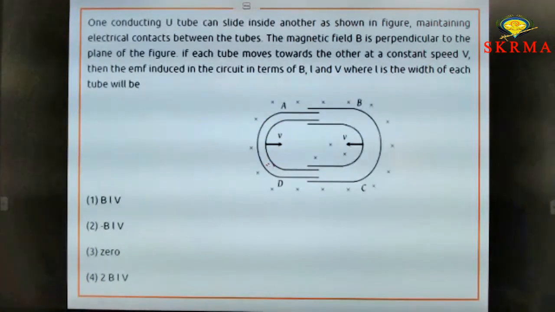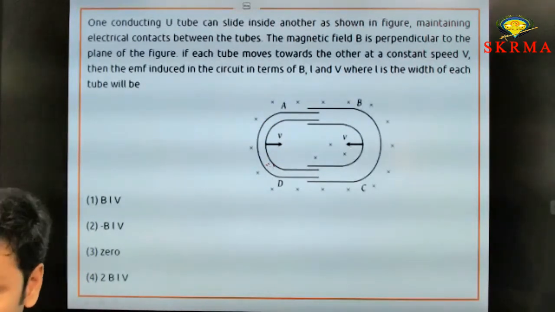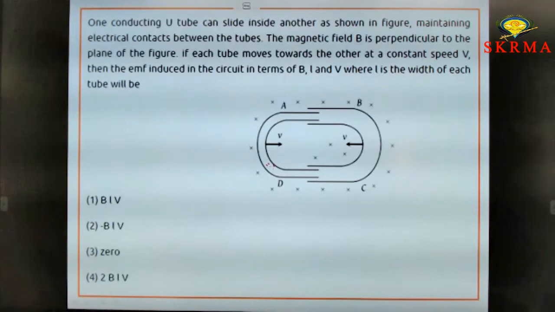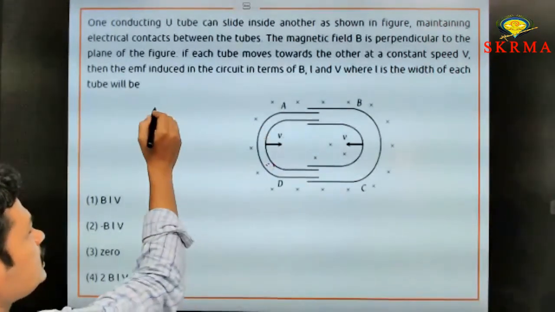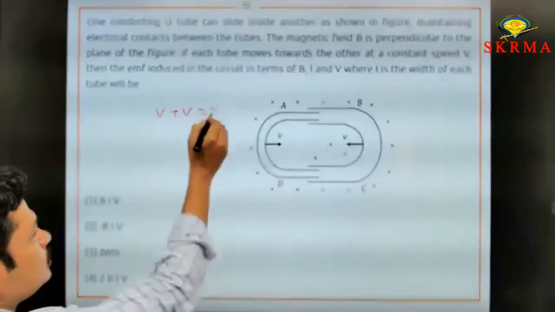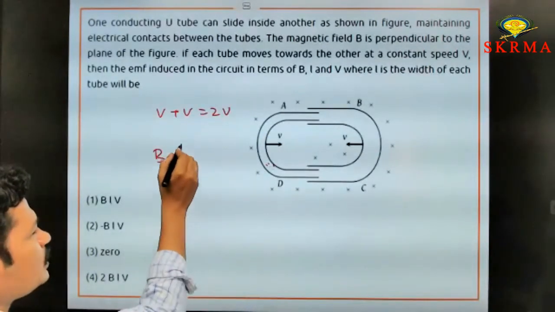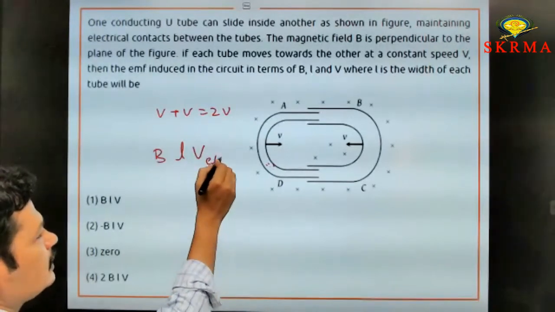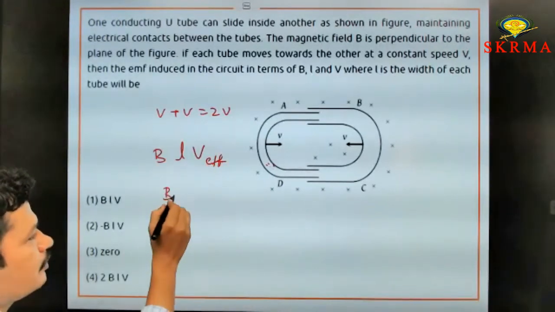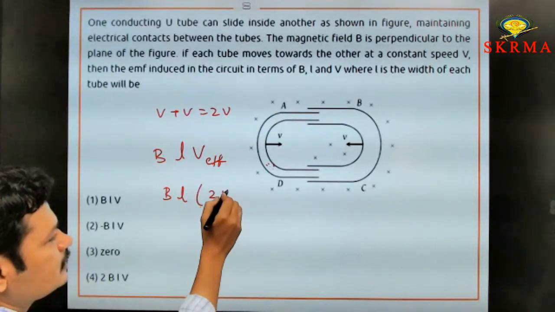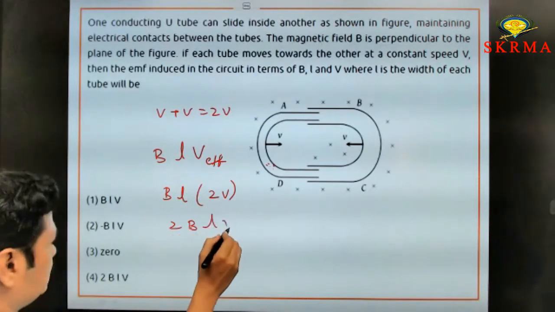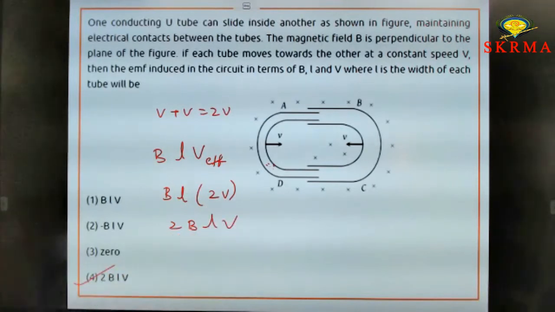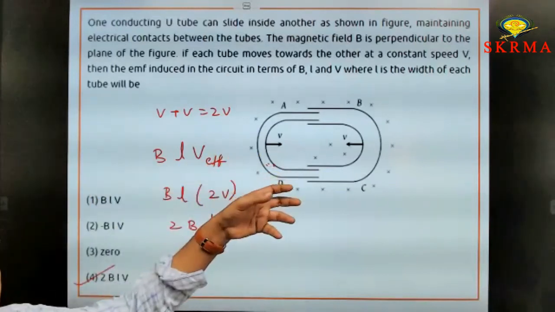In this case, whenever they are moving towards each other, we have to calculate relative velocity. Remember, relative velocity. What is the relative velocity here? Opposite to each other. Generally, BLV is the equation, and V is V effective here. BL into what is V effective here? 2V. That's why the answer is 2BLV. The correct option is 4. Just take relative velocity constant.